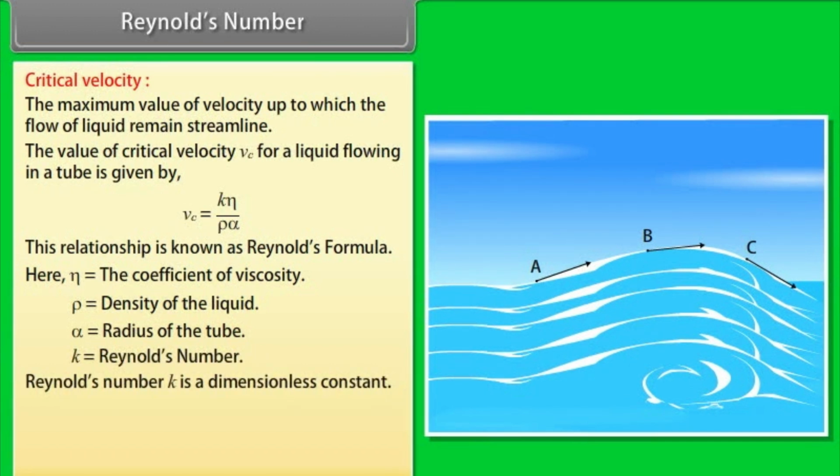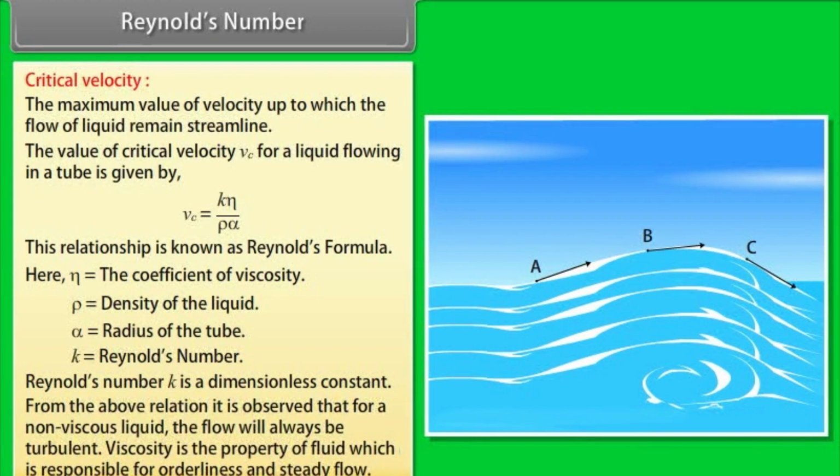Reynolds number K is a dimensionless constant. From the above relation, it is observed that for a non-viscous liquid, the flow will always be turbulent. Viscosity is the property of fluid, which is responsible for orderliness and steady flow.